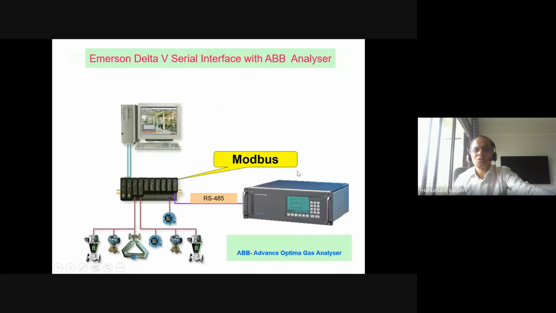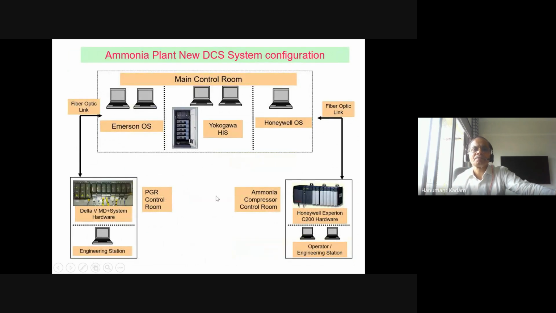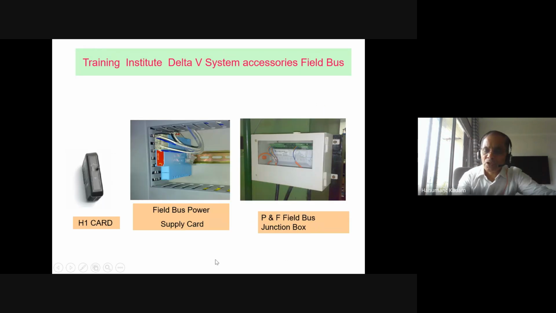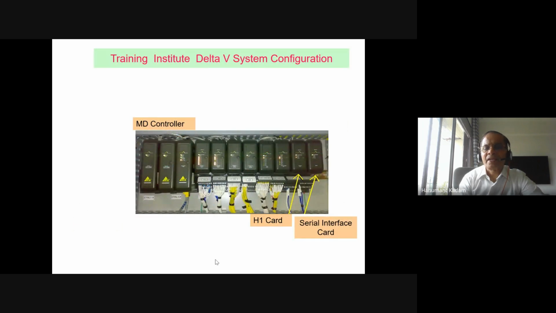Okay, so we will go ahead. This I have shown yesterday, analyzer on the Modbus. This is an ammonia system, an ammonia plant. We have controllers and Honeywell DCS here. They get connected here. So now I will show some accessories related to the foundation fieldbus here.